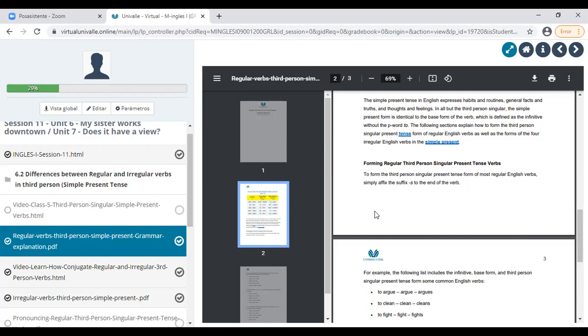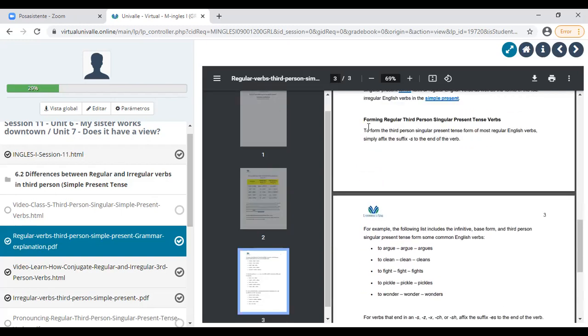The following sections explain how to form the third person singular present tense form of the regular English verbs, as well as the forms of the four irregular English verbs using the simple present tense. And here we have the first rule. To form the third person singular present tense form of most regular English verbs, simply affix the suffix s to the end of the verb.